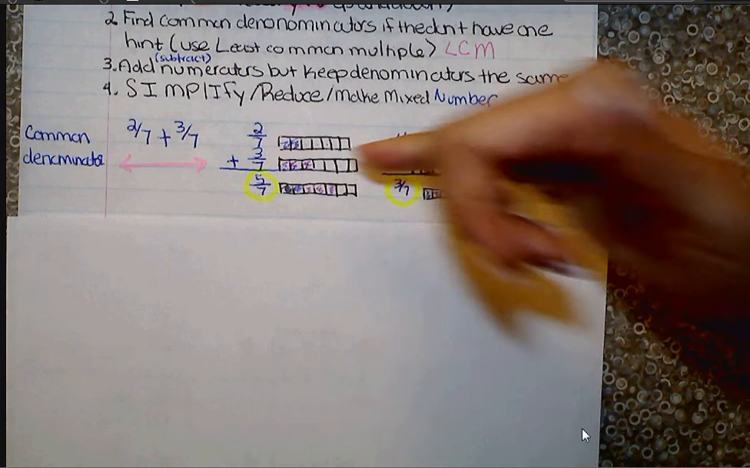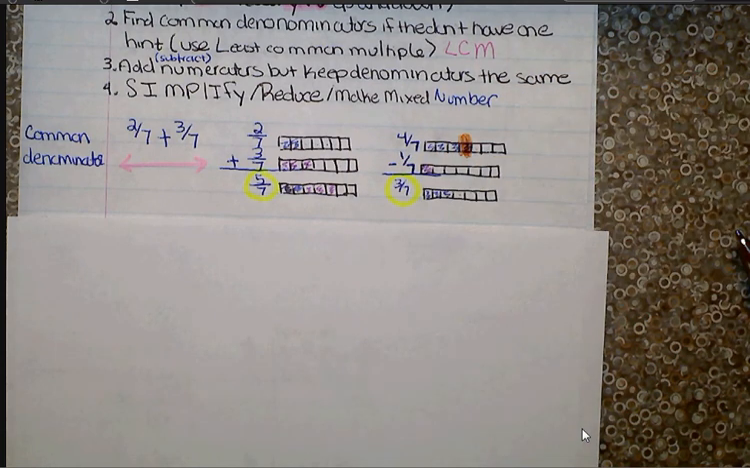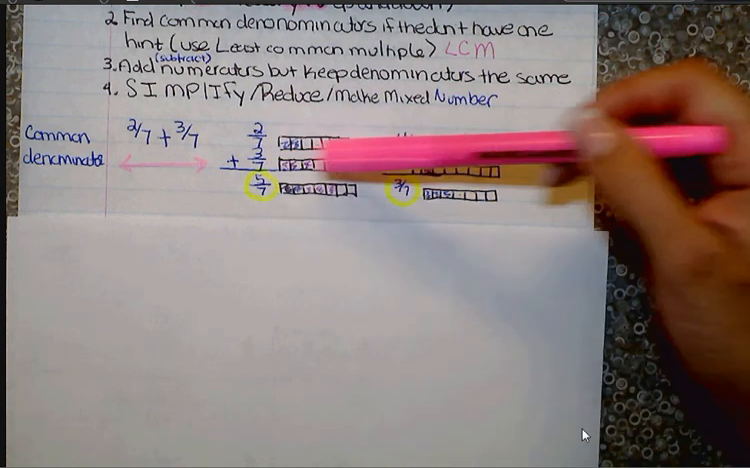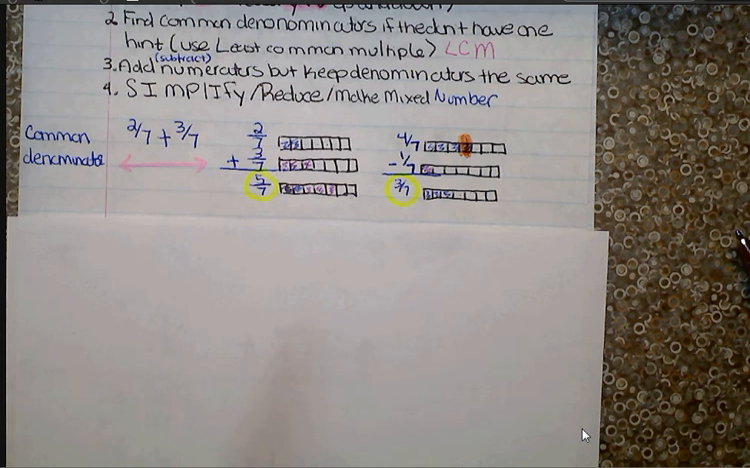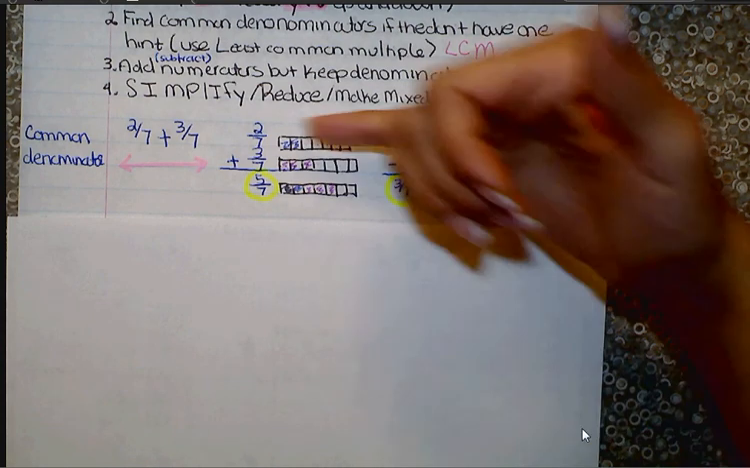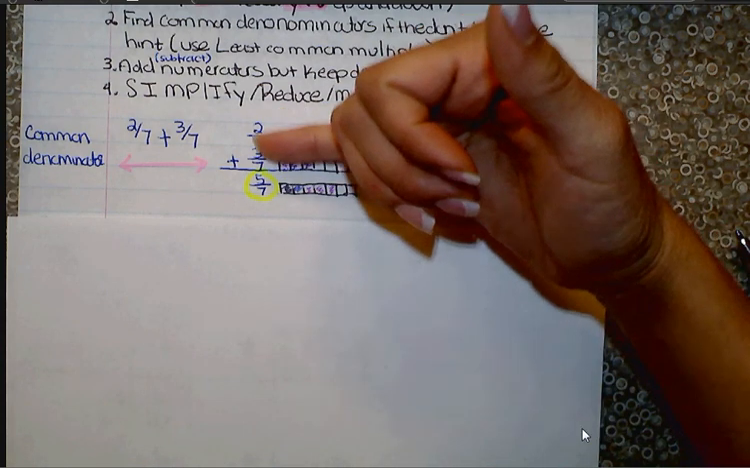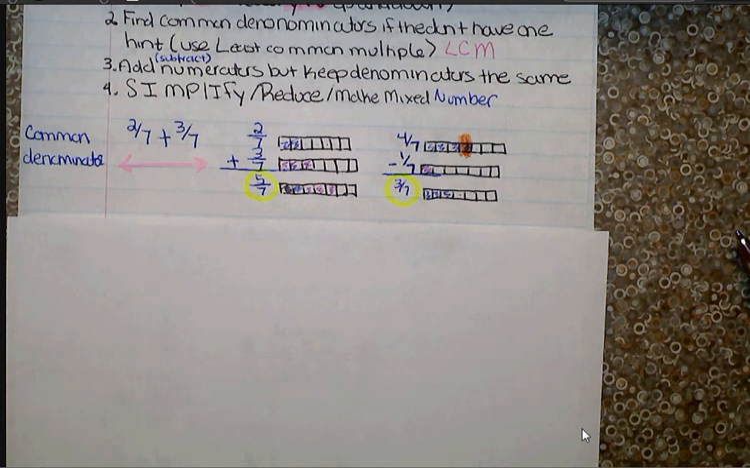So I put fraction bars here for some of you who need the pictures. So you have 2 sevenths plus 3 sevenths. 2 of the 7 and then 3 of the 7, and then you put them together and you get 5 sevenths. I just added my numerators like I normally do. 2 plus 3 is 5, and I kept my denominator the same.